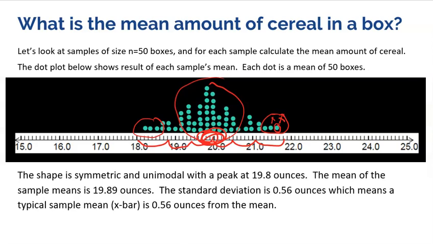Okay. So the point is truly understanding what I did here. I didn't take a look at one sample. These dots don't represent one box of cereal. Each dot represents its own sample of 50 boxes, and each sample of 50 boxes has its own sample mean. So this is very different than anything we've ever looked at in the past.